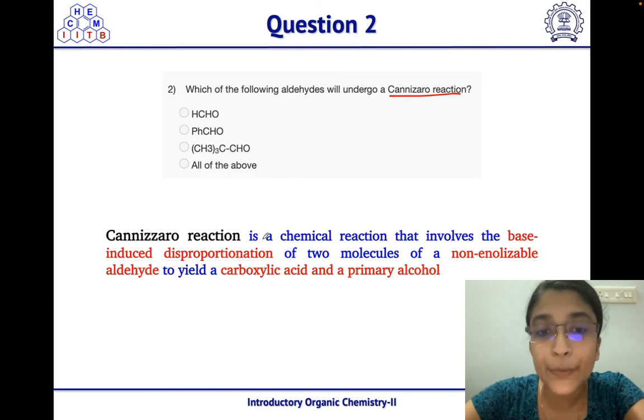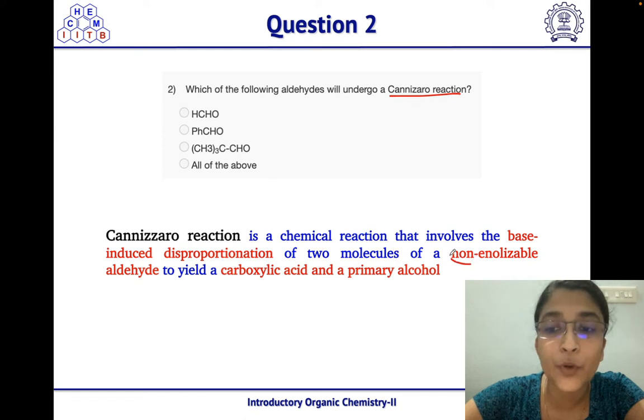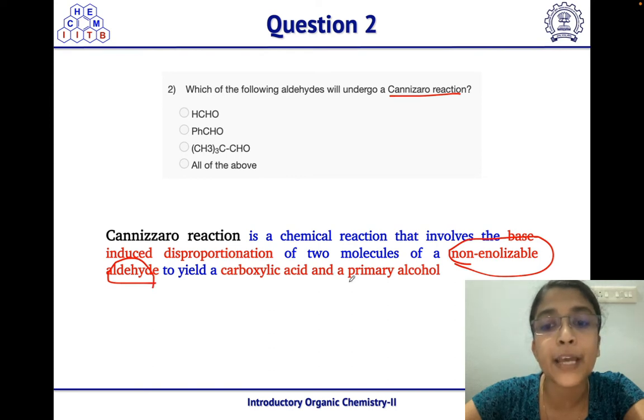A Cannizzaro reaction is a chemical reaction that involves base-induced disproportionation of two molecules of a non-enolizable aldehyde. This is important: non-enolizable aldehyde, to yield a carboxylic acid and a primary alcohol. So it will undergo reaction with a base. A non-enolizable aldehyde will undergo reaction with a base to give a carboxylic acid and a primary alcohol.